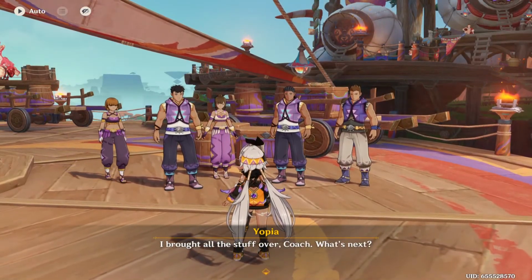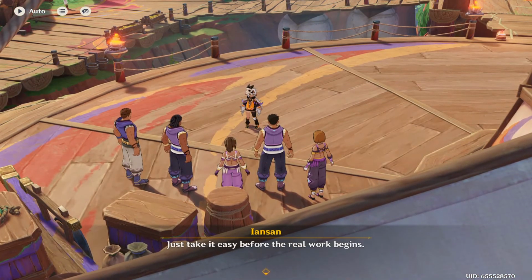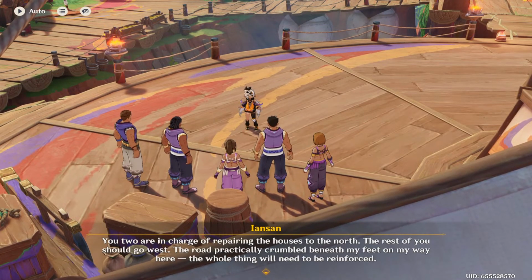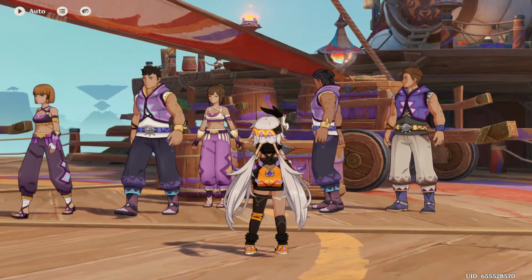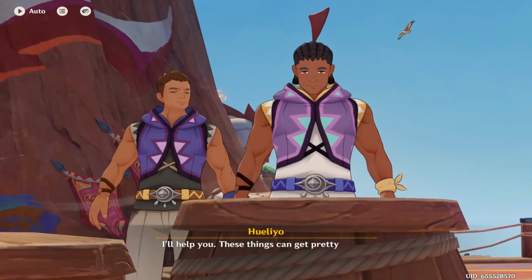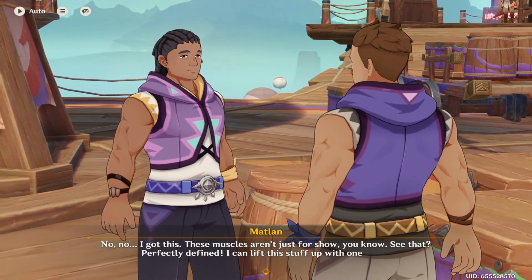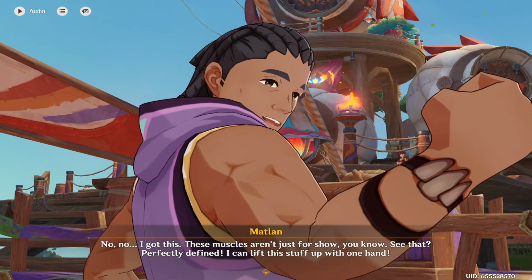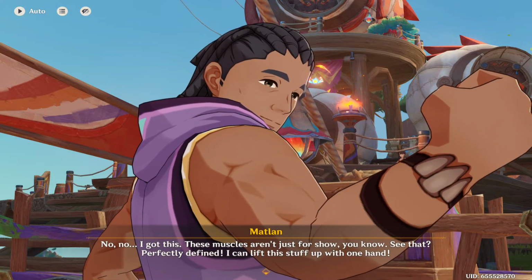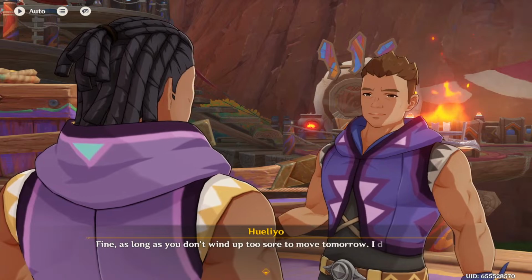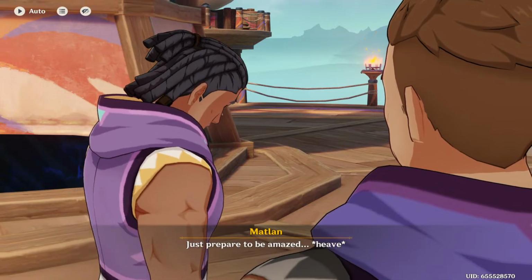I brought all the stuff over, Coach. What's next? All right, I'll start by moving the boxes over. I'll help you. These things can get pretty heavy. Nah, I got this. These muscles aren't just for show, you know. You see that? Perfectly defined. I can lift this stuff up with one hand. Fine, as long as you don't wind up too sore to move tomorrow. I don't want to hear any complaints from you. Just prepare to be amazed.